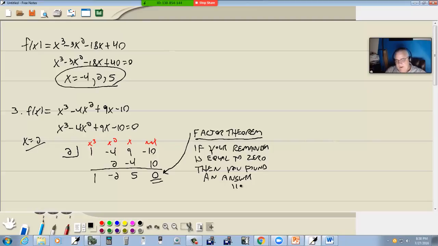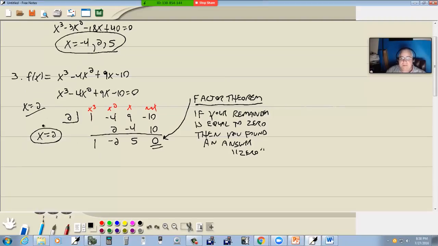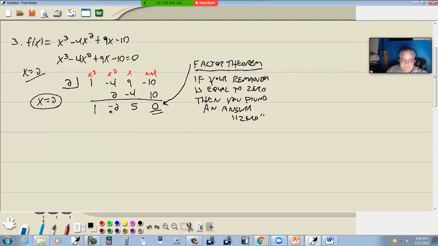Now remember, another name for answer is 0. So what that tells us, since we came up with a zero remainder here, it means this number in this box is our first answer. X equals 2. Now that's no big surprise. Calculator told us it was an answer. So you better get 0 as a remainder. But that's what the factor theorem says. How does that help us?